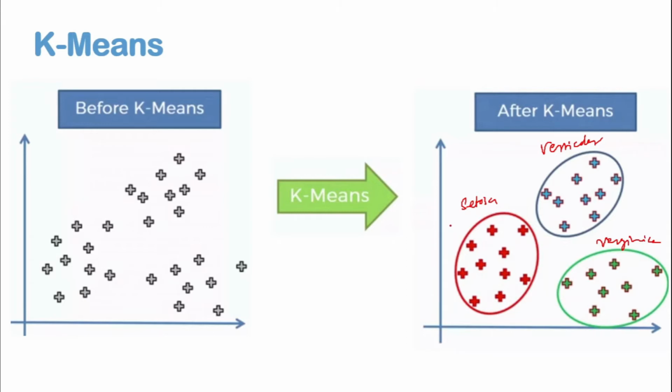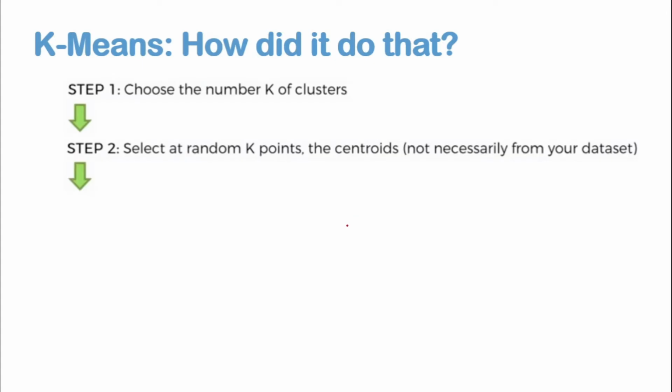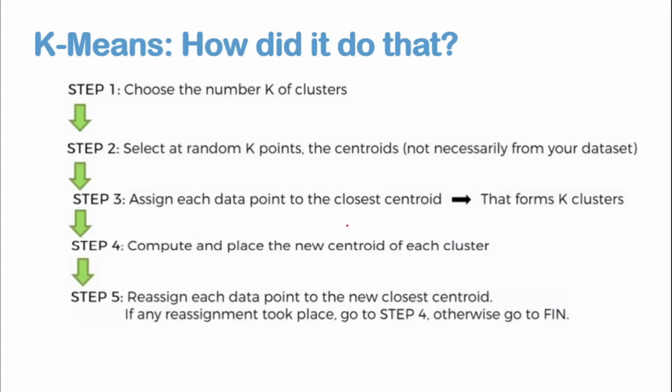So how do we do this? To do this, we need to know what the K-means algorithm is. We already know the K-means algorithm, the algorithm I showed before. Choose the number of K clusters. Here I am choosing the number of K clusters as 3 or 2, whatever number I want.